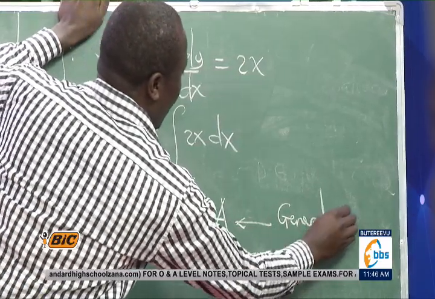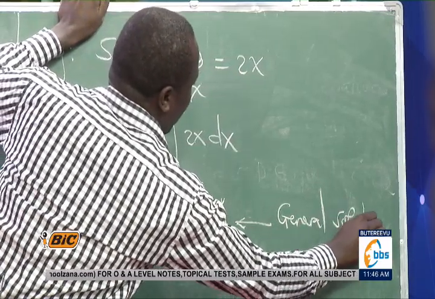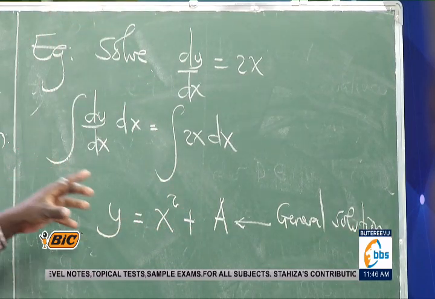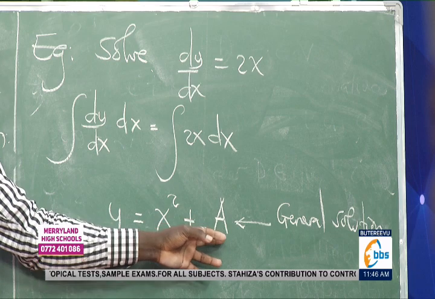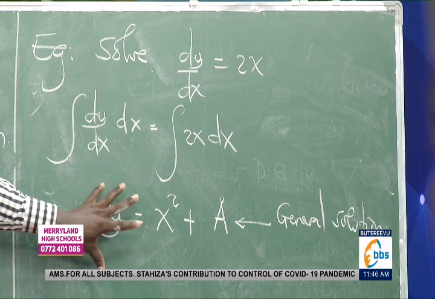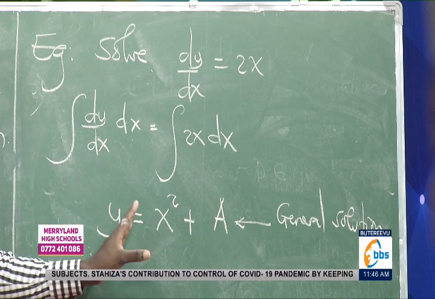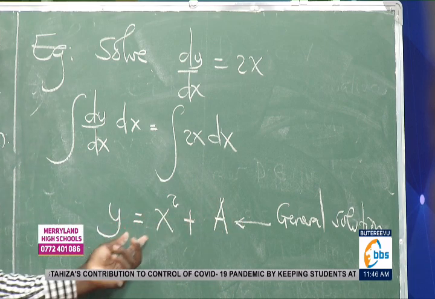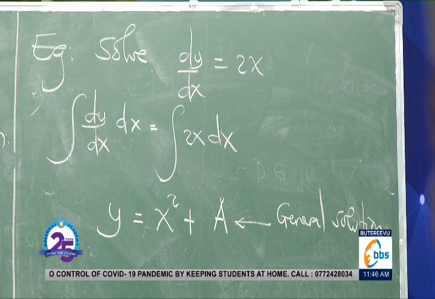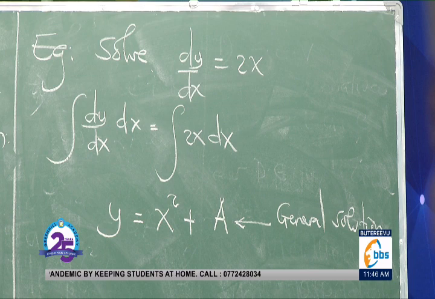Why is it a general solution? It has an arbitrary constant. In other words, it represents a family of solutions. A can be any constant. So this actually represents a family of all functions of that form. You can put any constant in that place, and it will satisfy that differential equation. A can even be 0.